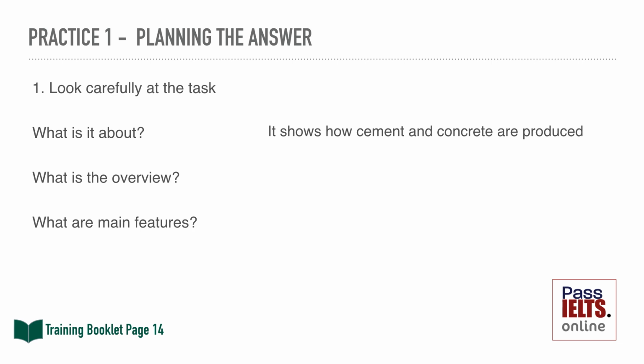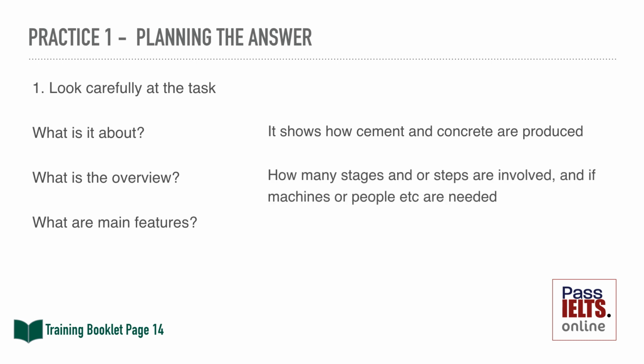Secondly, what is the overview? Don't forget, you don't need to write anything yet. I'll give you a little bit of time to work out what the overview is. There's not one right answer for this, but you should include things like how many stages and or steps are involved and if a machine or people are needed. And lastly, what are the main features? So I'll give you a little bit of time to decide what you think the main features are.